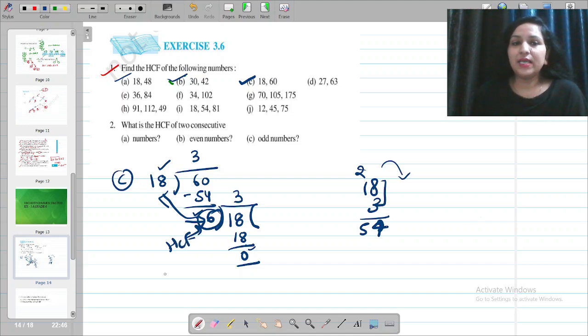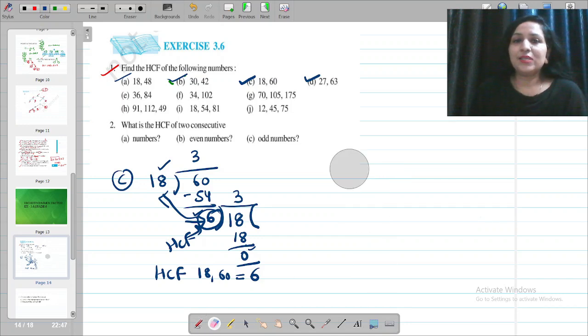So what is the answer here? Highest common factor of 18 and 60 is what? This is 6. Have a look. In just two simple steps, we got our highest common factor. Let us continue the same method for D part as well. I request you to stop the video and do it yourself and then check your answer.